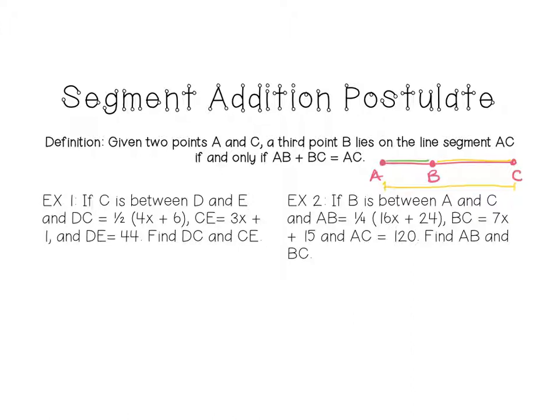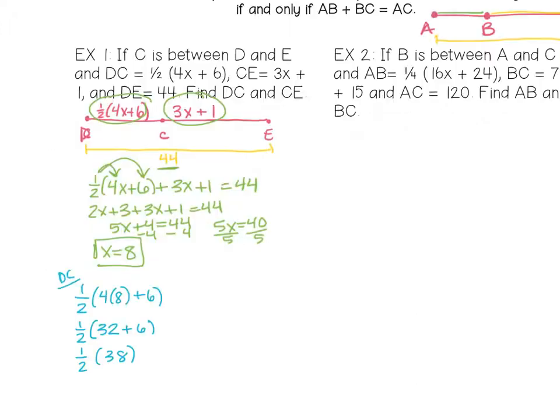So let's look at example 1. So if C is between D and E, so I've got D and E, and that's a segment, and C is somewhere between them. DC, which is going to give me 19. So DC is 19.